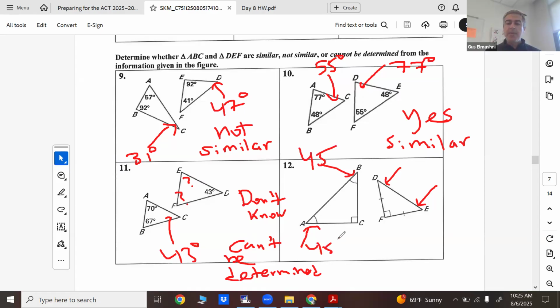Now, let's look at the other one here. Look at the markings. These are markings for the sides. These sides are the same. These sides are the same. The angles opposite must also be the same. Also 45, yep. So the answer is yes for number 12. So yes, also similar.